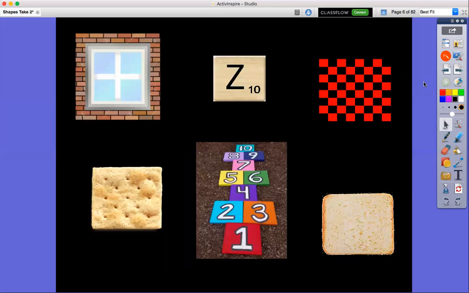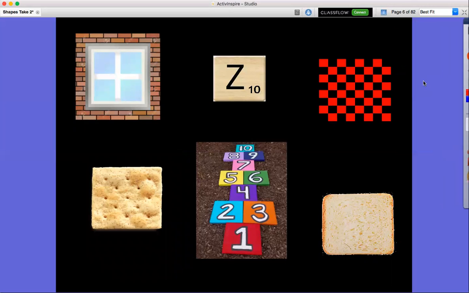Now let's look at things that we might see that are squares. Right here, we have a window. We might see square windows. This is a letter block. We play with these in class sometimes. It is a square. A board to play checkers is one big square, and it has lots of little squares too.